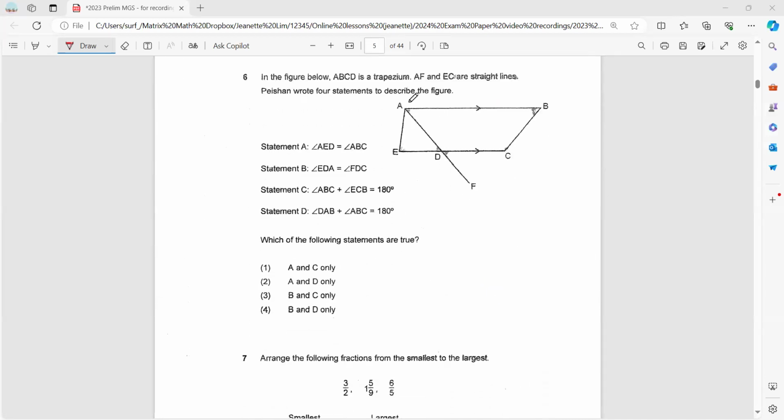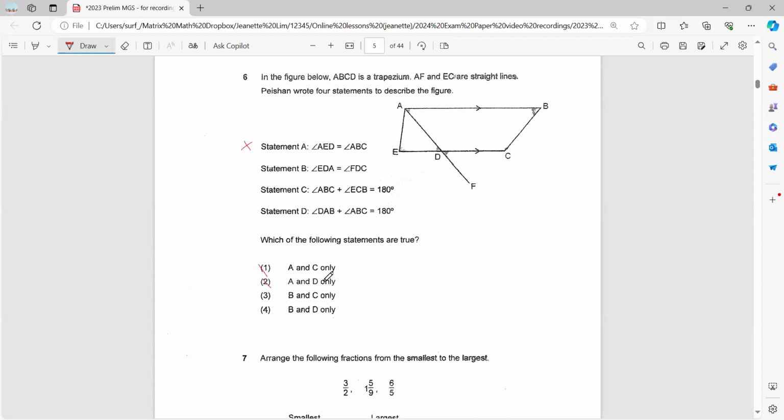Question 6, in the figure below, ABCD is a trapezium. AEF and EC are straight lines. Heishan wrote 4 statements to describe the figure. Which of them are true? Statement A, AED equals ABC. Now, it's definitely not true because the trapezium is not equal on both sides. So A is definitely not true. So those that have A will be wrong.